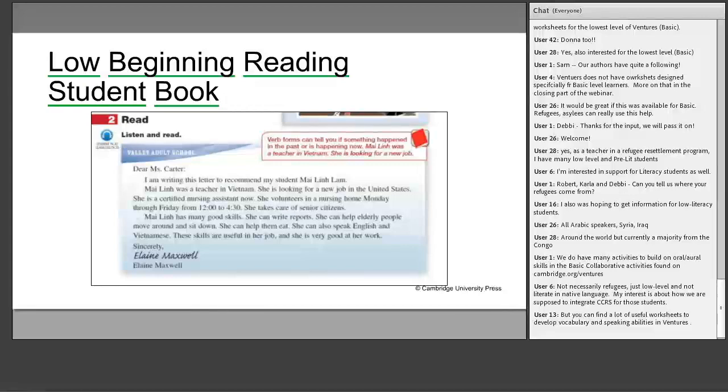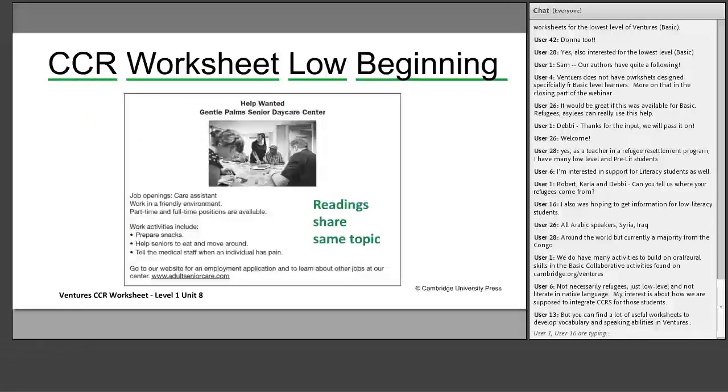Okay, here is a reading in the student book at the beginning level. This is a letter of recommendation for a student who is seeking a job. So you will note that the topic is jobs. And here is the companion beginning level reading that is found in the online CCR worksheet. This is a help wanted notice for a job as a care assistant. Again, the topic is jobs.